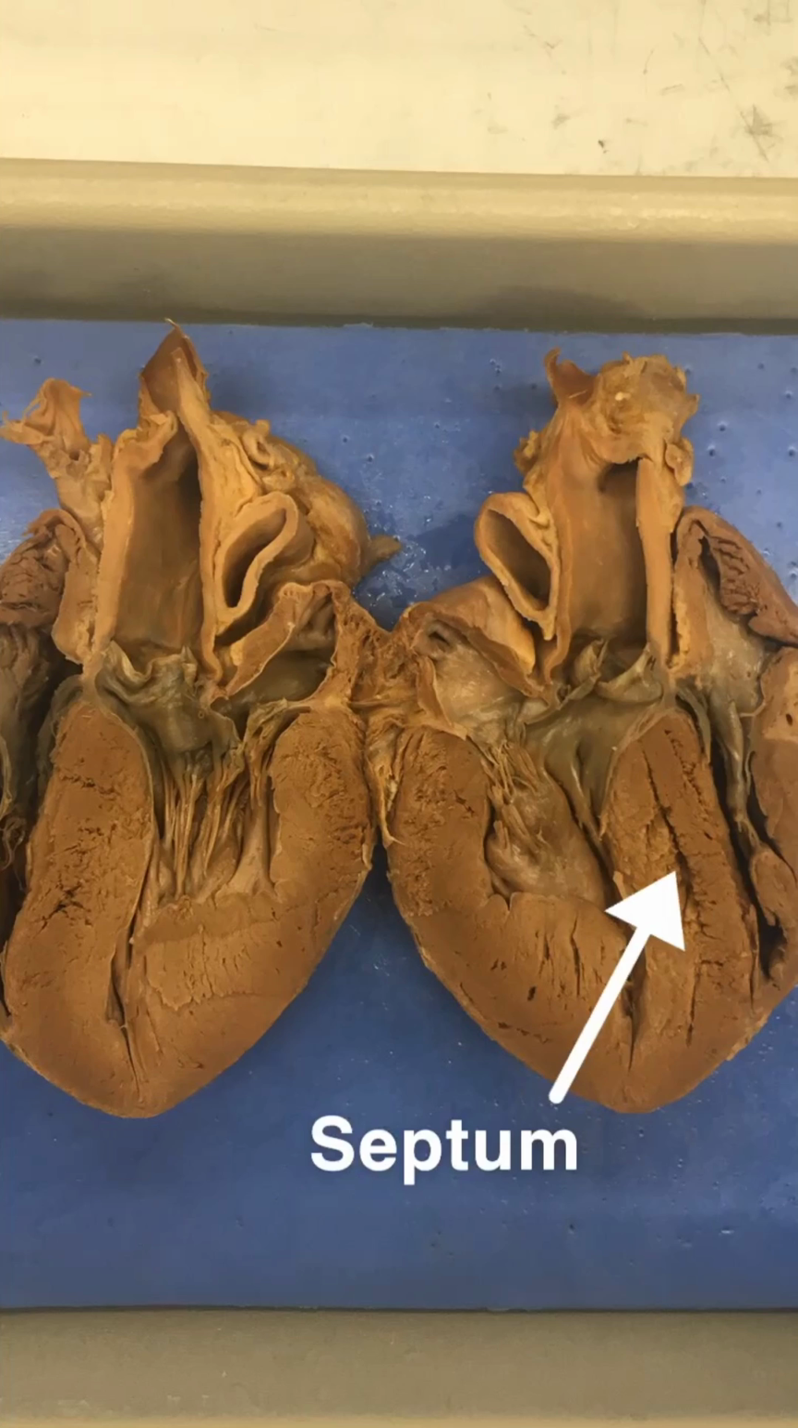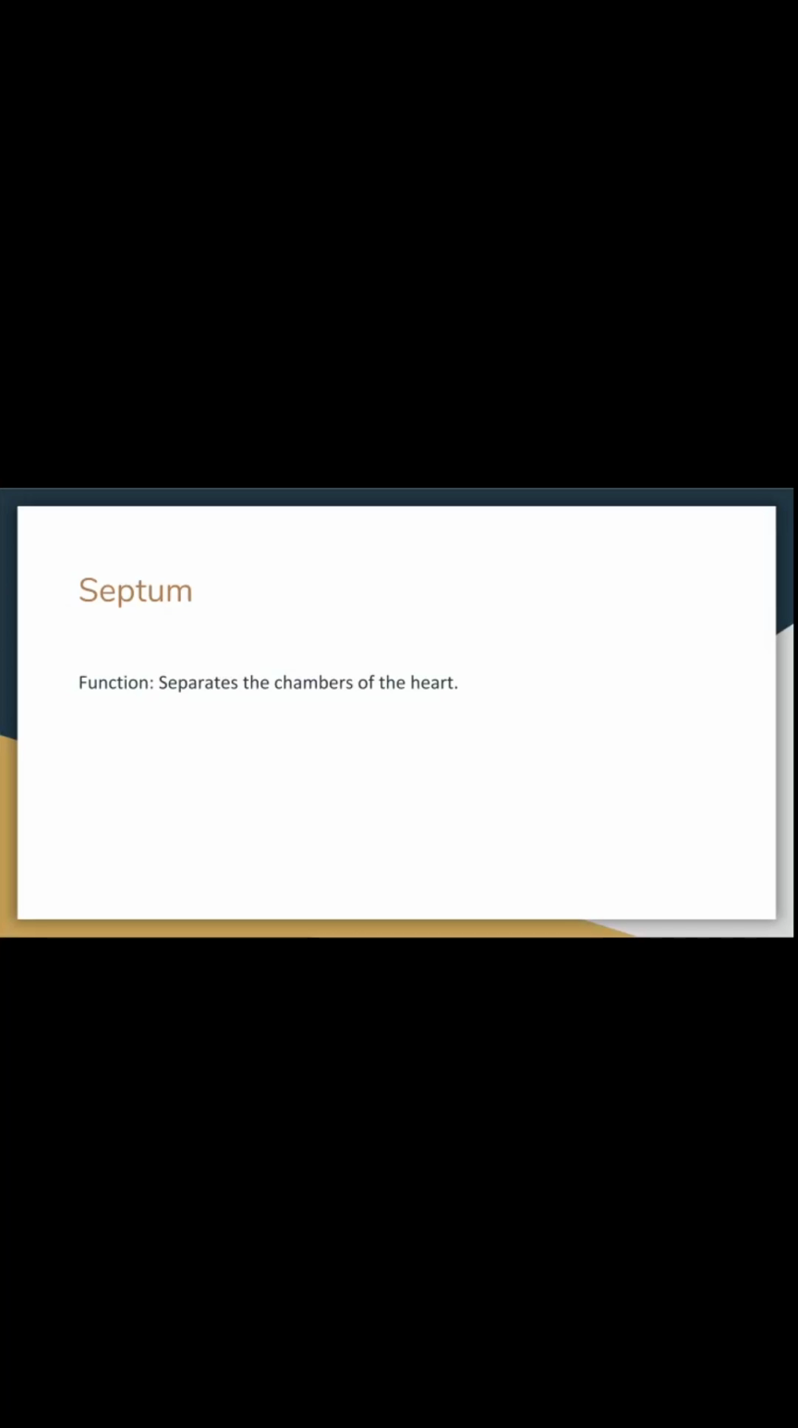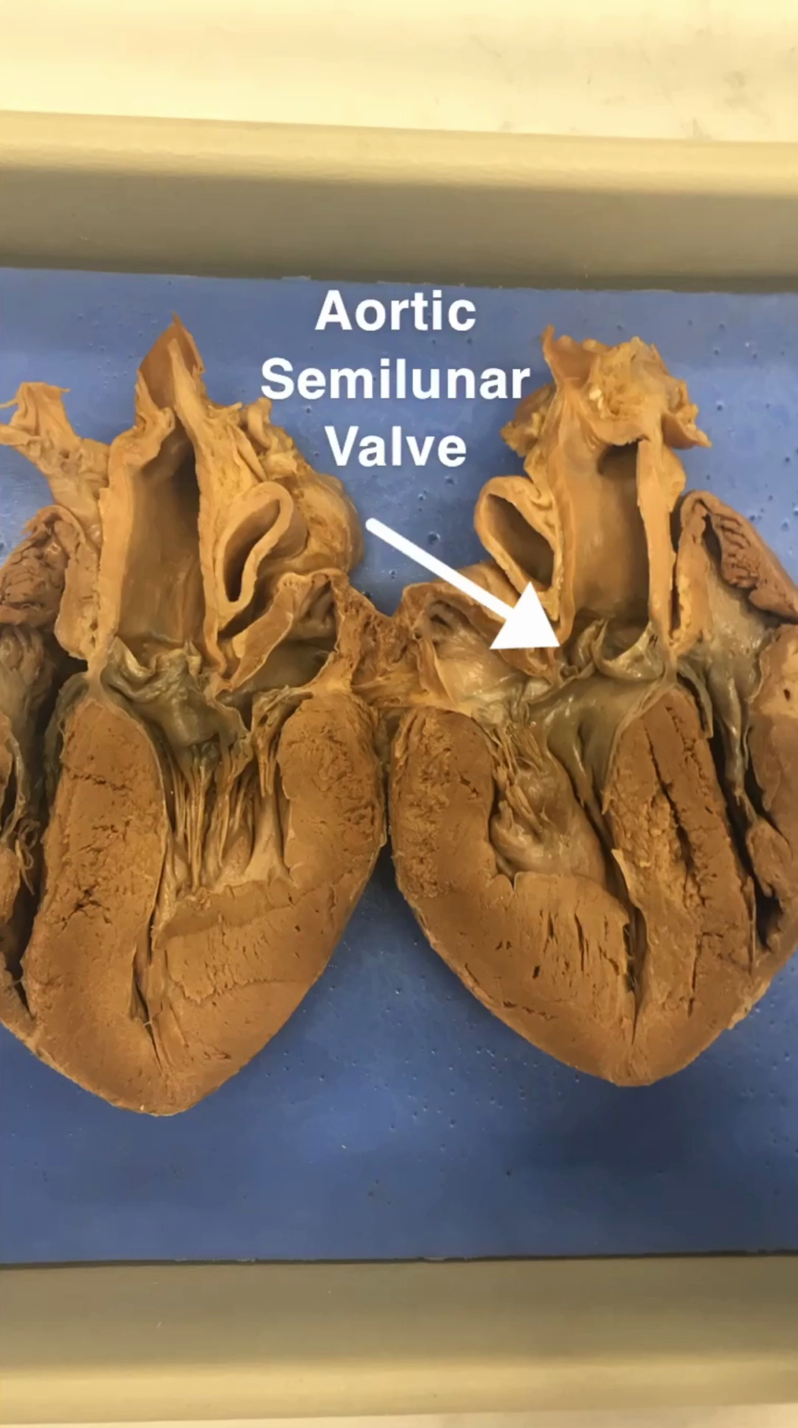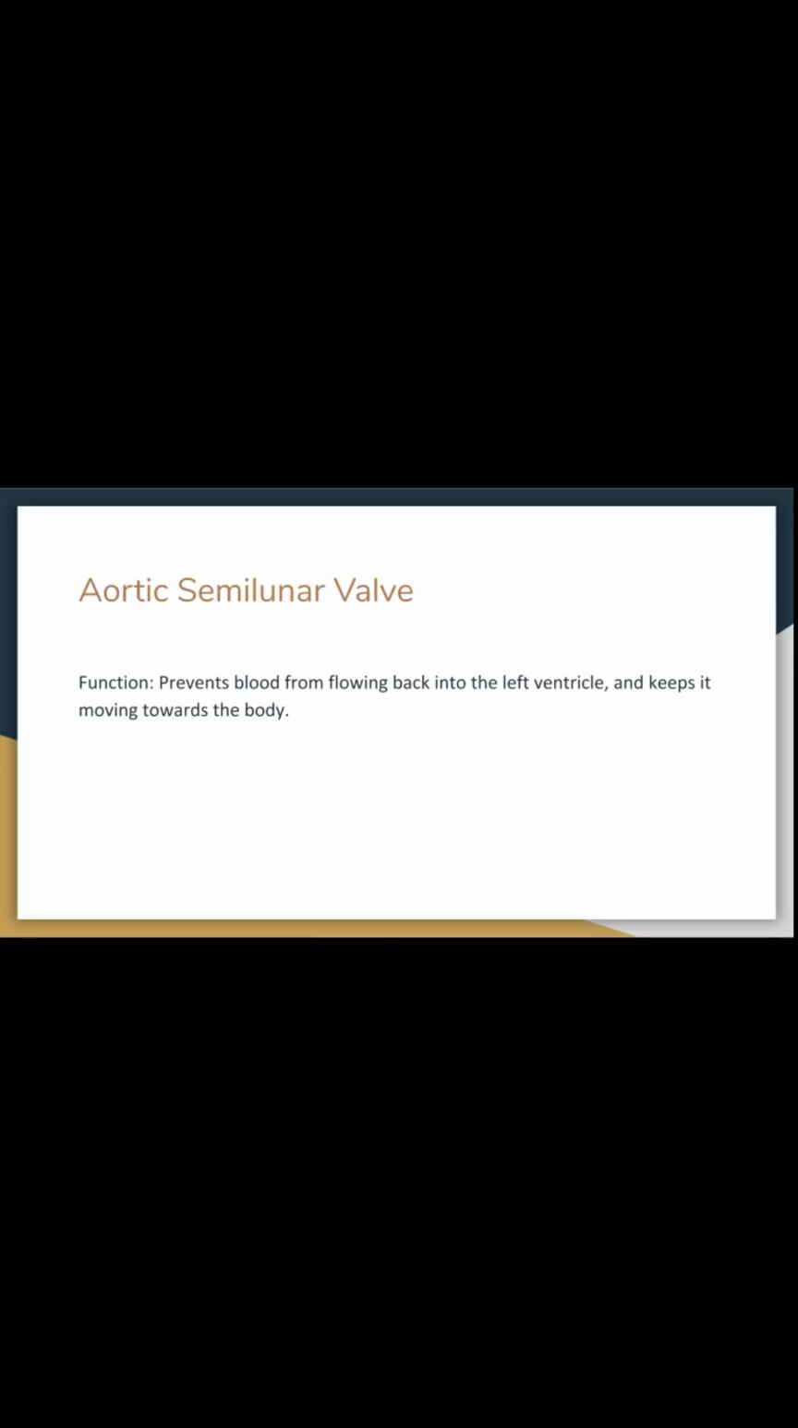The septum. The septum separates the chambers of the heart. The aortic semilunar valve. The aortic semilunar valve prevents blood from flowing back into the left ventricle and keeps it from moving back towards the body.